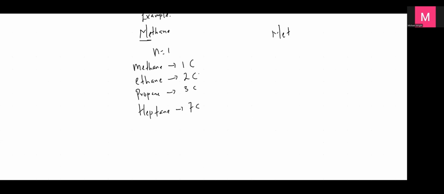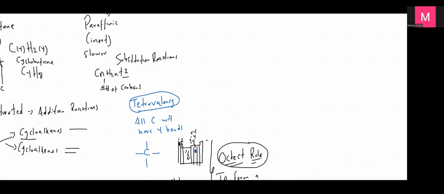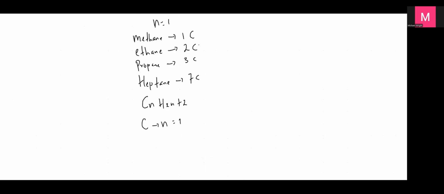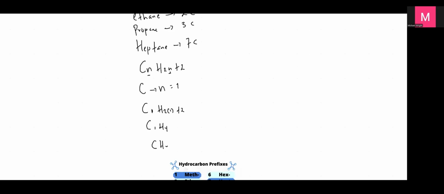So according to my molecular, my global formula, that is CnH2n plus 2, right? What I can say is that for methane, we have only 1 carbon atom, right? So if I apply this to my formula, I would say C1H2 times 1, because n equals 1, plus 2. And I can say that C1H2 times 1, 2 plus 2, 4. That's why I would say CH4 is methane.